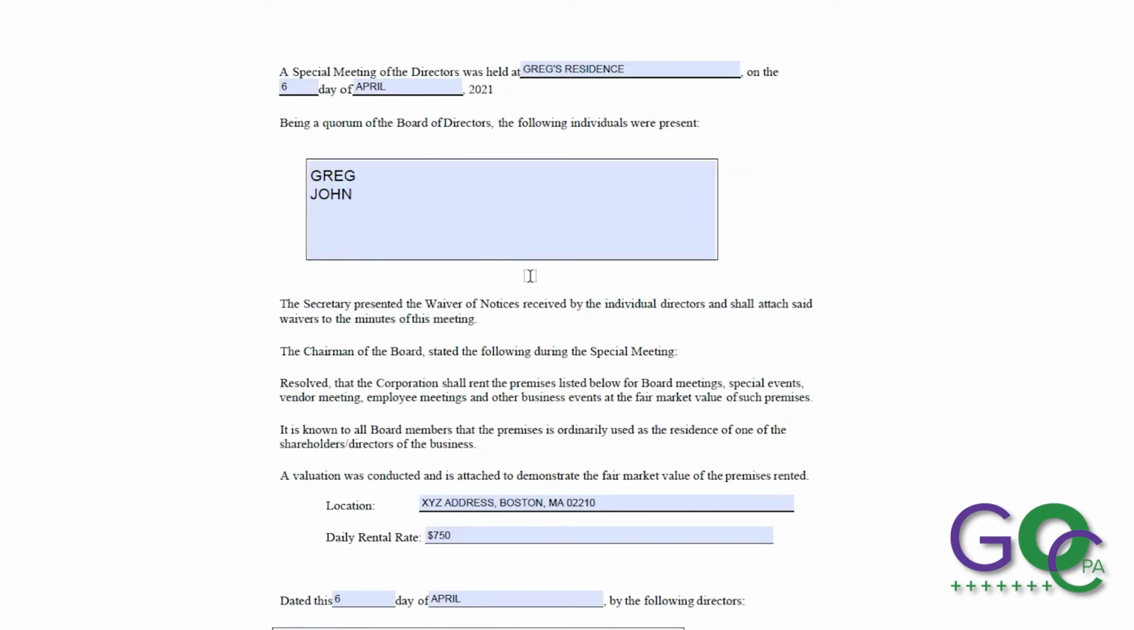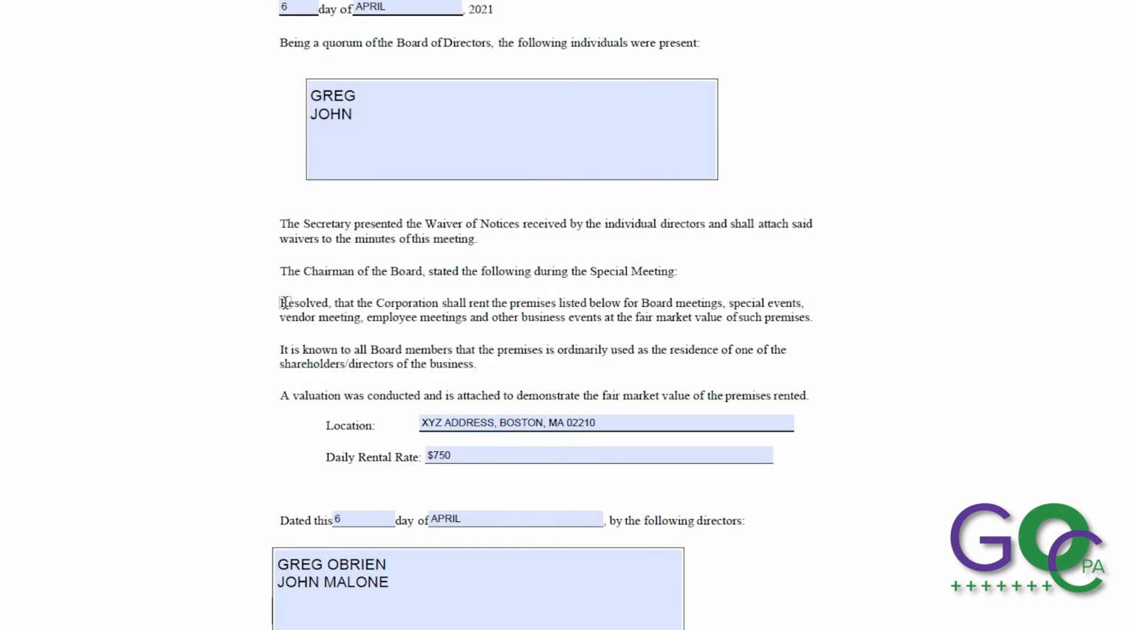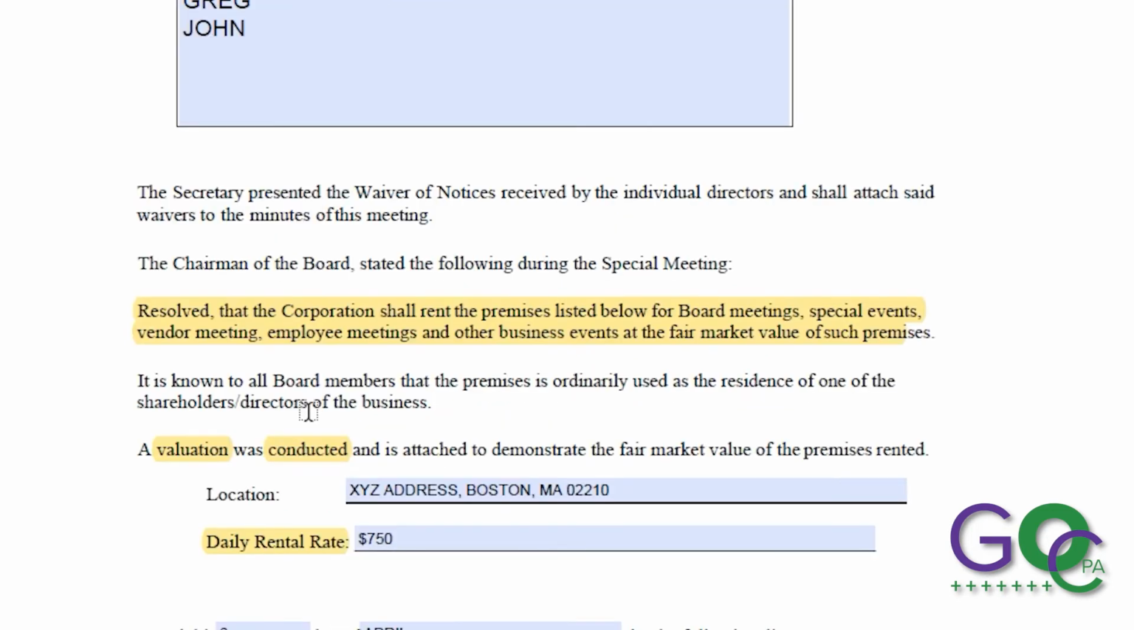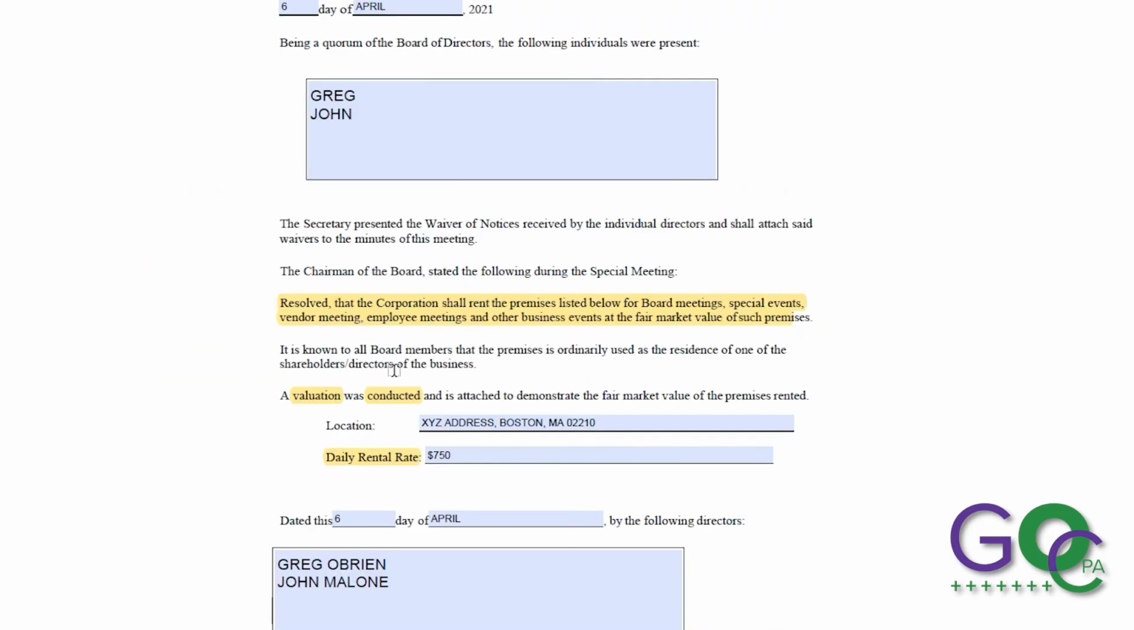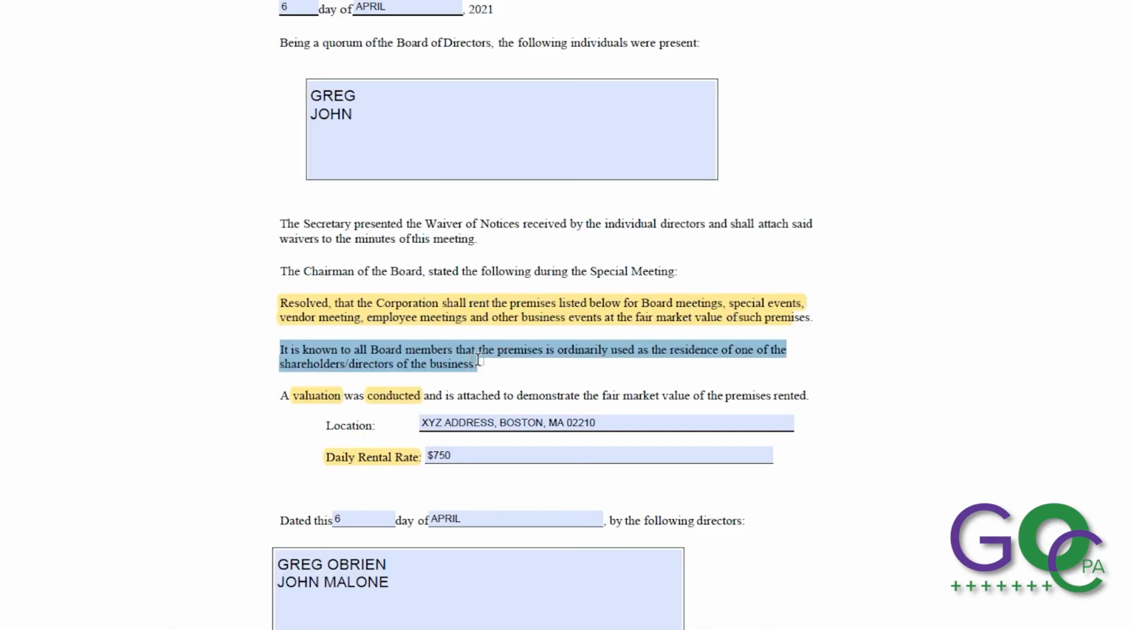So saying that the board here has agreed that we're going to rent, as you see here, or approve the rent of the residence for various vendor meetings, employee meetings, and other business events, and that a valuation was conducted and we're using the daily rental rate of $750. So this is saying, hey, we've gone through these steps. Now we as the board are voting to approve the business renting the property from this individual. And we understand, as stated here, that it's not a secret that the board knows the premises is generally used as the residence of one of the shareholders or directors. So that's important here as well.